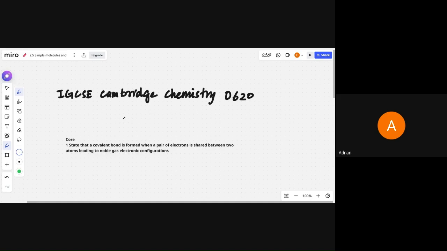So in this lesson, we will be covering 2.5, which is simple molecules and covalent bonding, right? Simple molecules and covalent bonds.